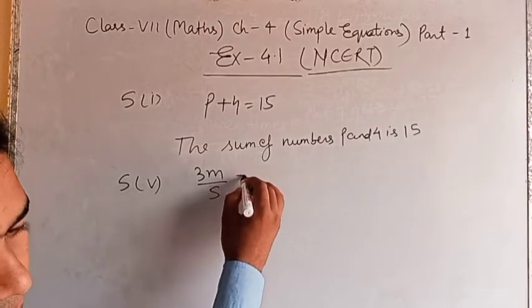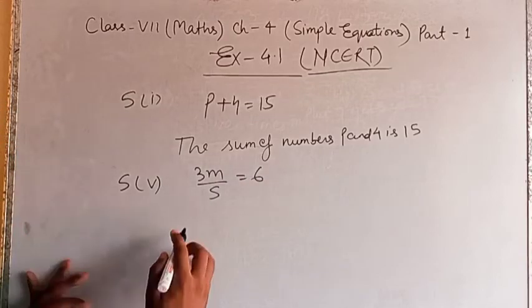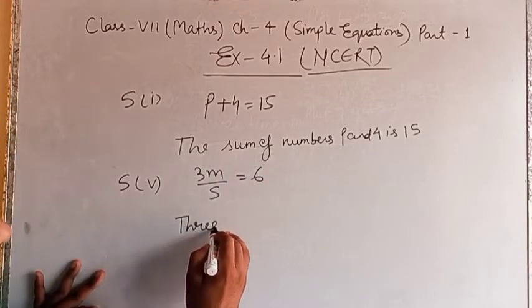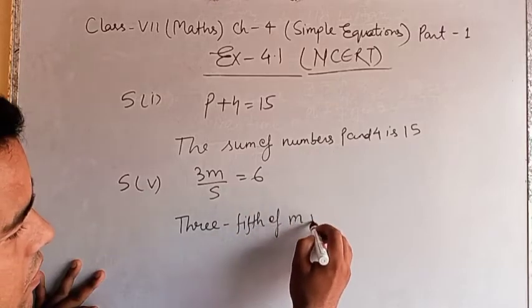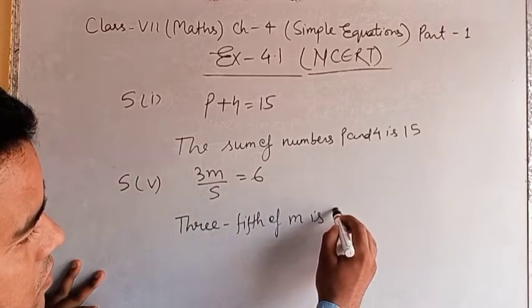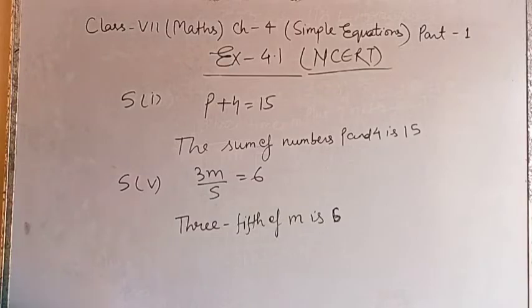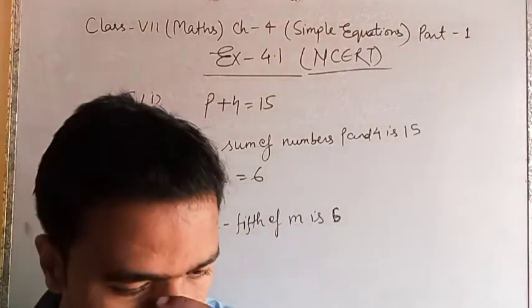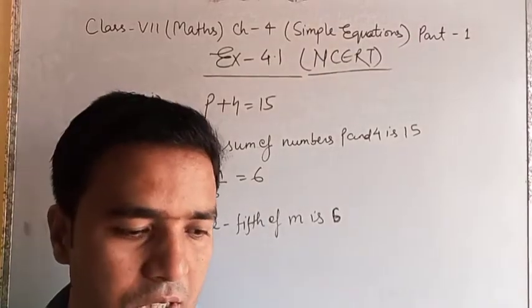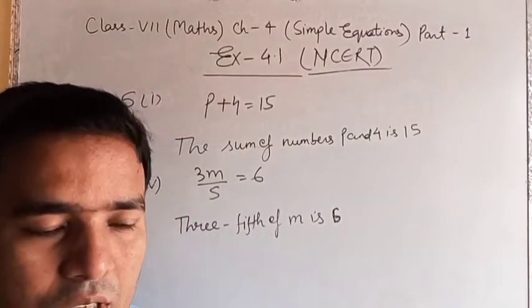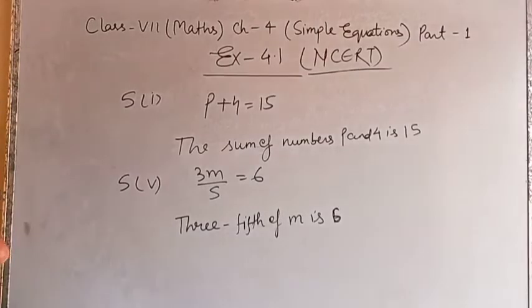3m by 5 equal to 6. So we can write here: 3/5 of m is 6. Clear? Note down. This exercise is complete. The 6 number question you can do. Only the equation is asked.